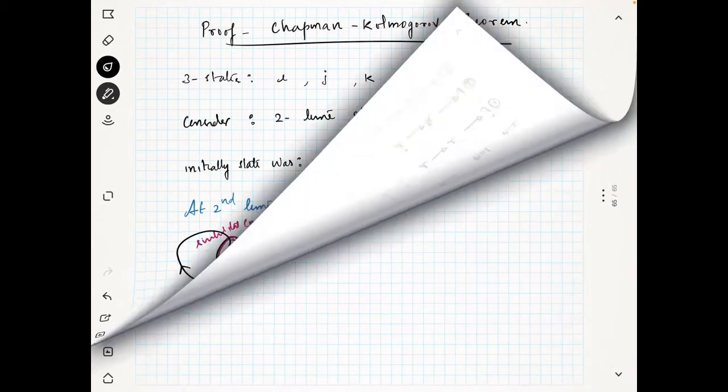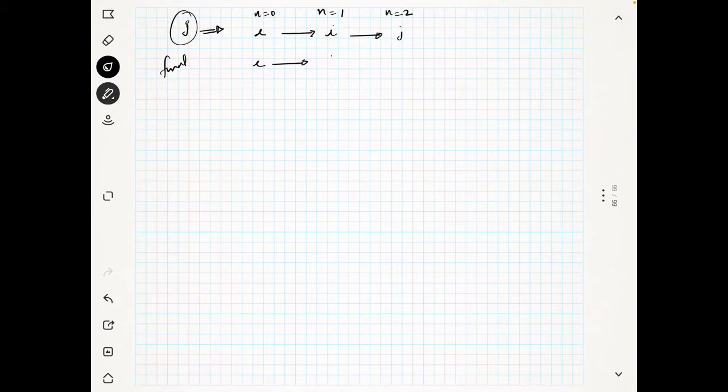Now I will rewrite these possibilities again. So j, I need to reach the final state j. How can I reach? I start from n equal to 0, n equal to 1, and n equal to 2. Okay, so I was in i, after that I move to i, then I move to j. I was in i, I move to k, after that I move to j. Okay, so these are all the final states.